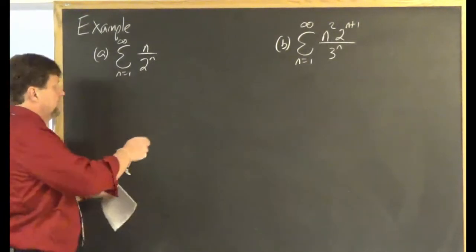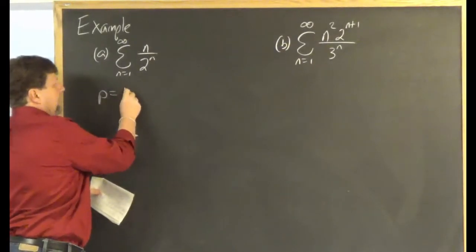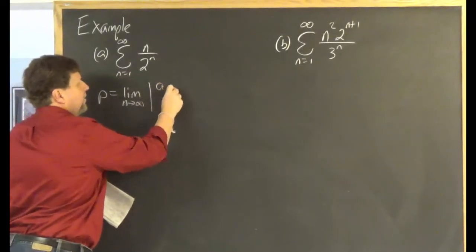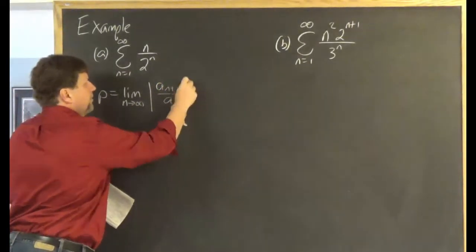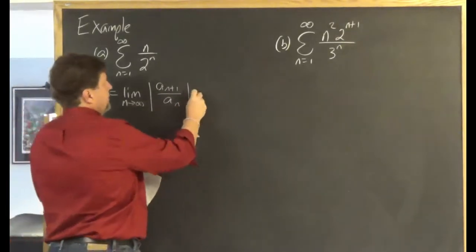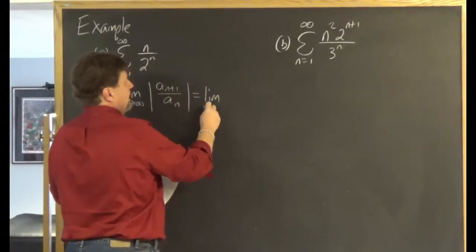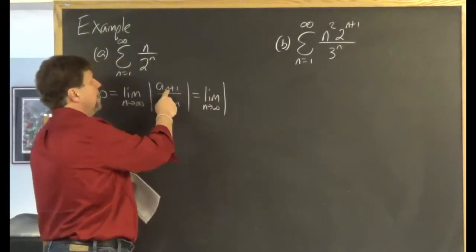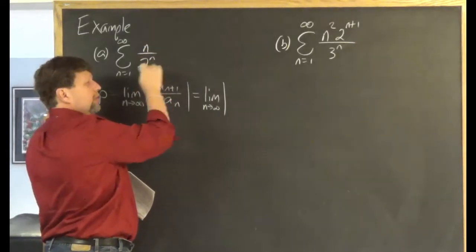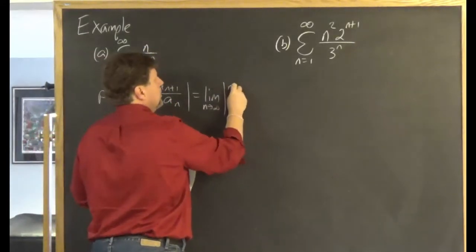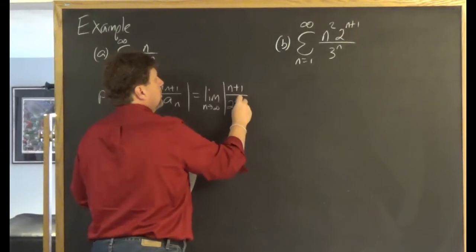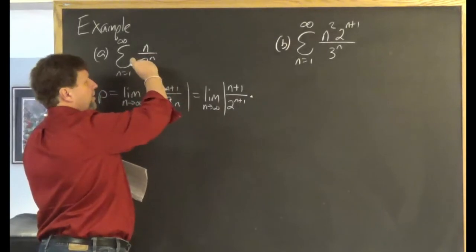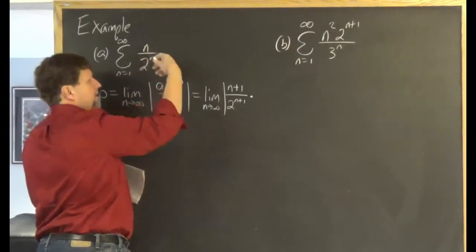So the ratio test. Remember, we're going to define p to be the limit as n goes to infinity of the absolute value of a sub n plus 1 over a sub n. And that gives us the limit as n goes to infinity, absolute value, of a sub n plus 1, that'll be n plus 1 over 2 to the n plus 1, and then divided by a sub n. I'm going to rewrite that immediately as multiplying by the reciprocal.